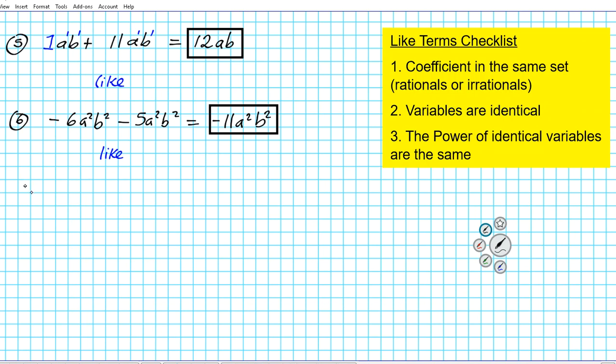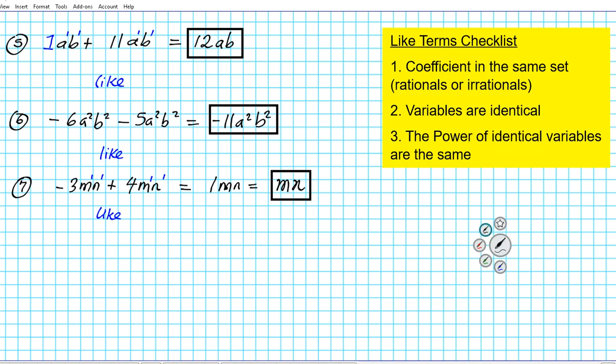All right, let's take a look at number 7. What if we were to simplify the expression negative 3mn plus 4mn? All right, are these like terms? Coefficients are both rational, the variables are identical, and the powers are identical also. So these are like terms. Combine coefficients, negative 3 plus 4 is positive 1. And then just bring down the variables mn. Okay, so you don't have to write down the coefficient. If it's 1, just write mn. And that's the answer to question number 7.